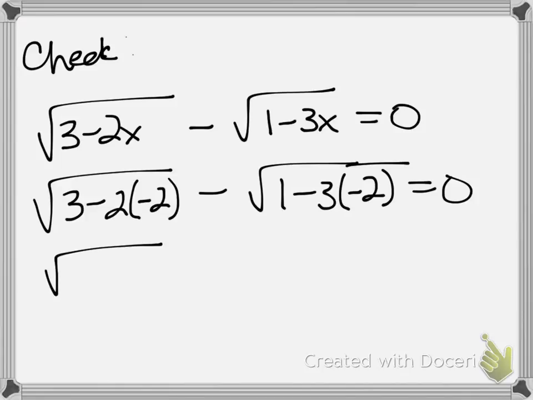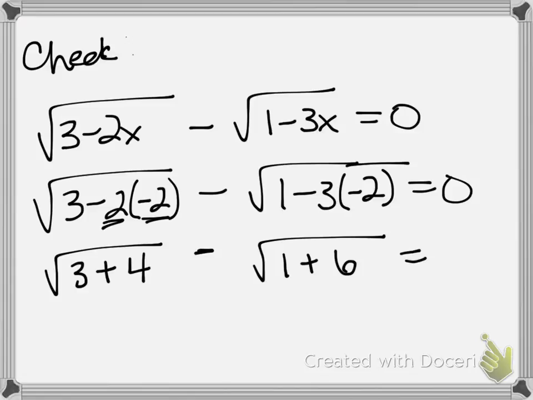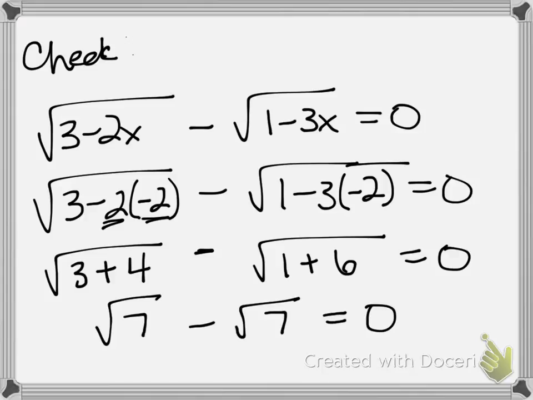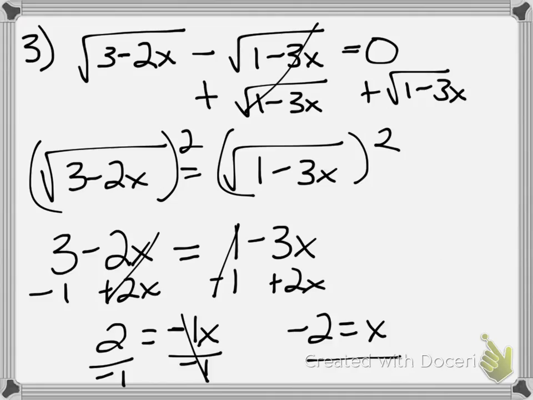So now I've got 3 plus 4, because negative 2 times negative 2 is going to be 4, minus 1 plus 6, the square root of 1 plus 6, I should say. So then here I have the square root of 7 minus the square root of 7 equals 0. That is true, because the square root of 7 minus the square root of 7 is going to be 0. That does equal 0, so therefore this is a solution. And again, if this was not a true statement and negative 2 was your only option, you would just say that there is no solution.